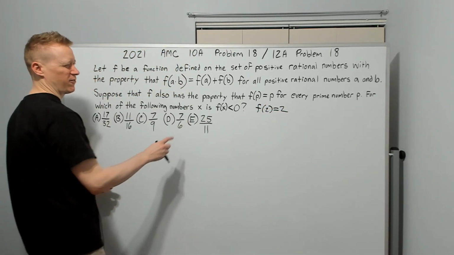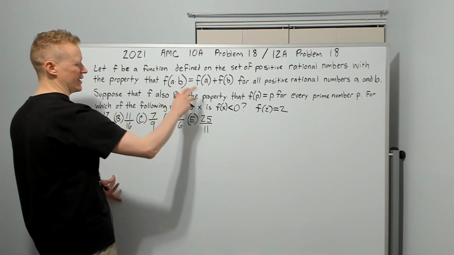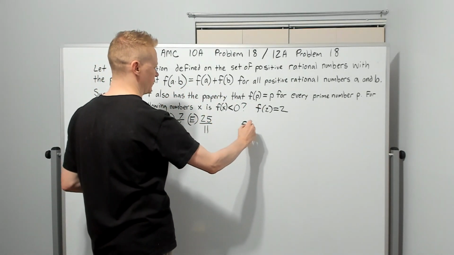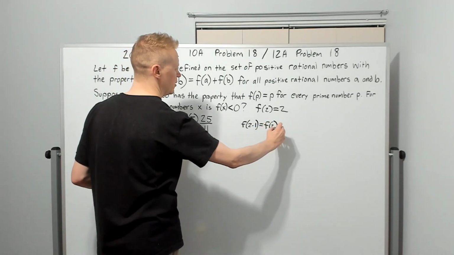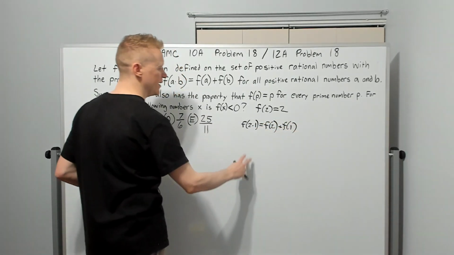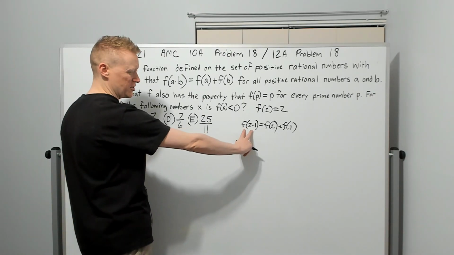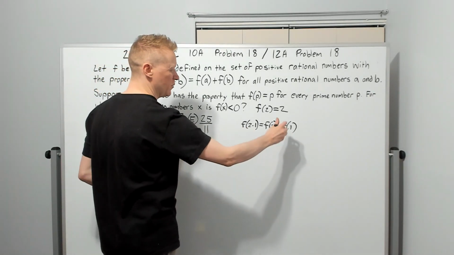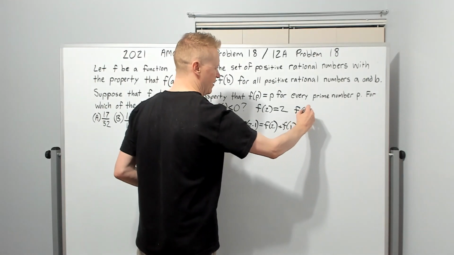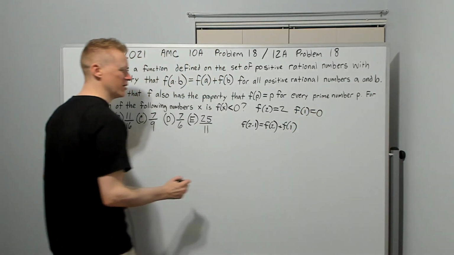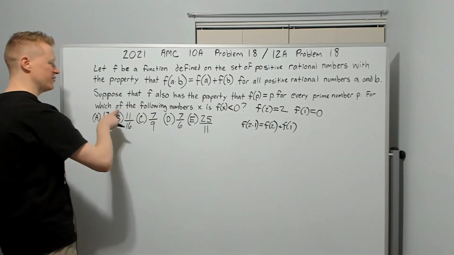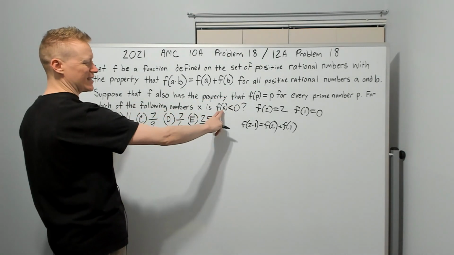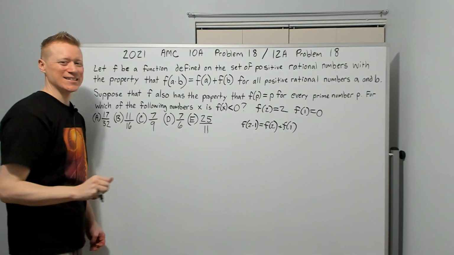All right, before we read on, let's go ahead and use that here. It would mean that f of 2 times 1 equals f of 2 plus f of 1. And since this is still f of 2, these two things are equal, and we also learn that f of 1 is equal to 0. Okay, let's read on. For which of the following numbers x is f of x less than 0?